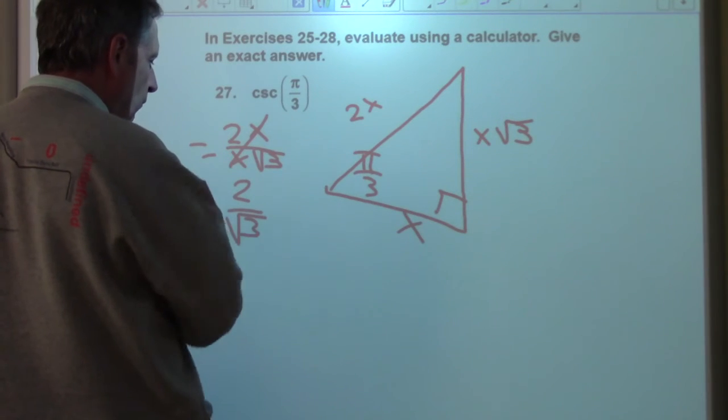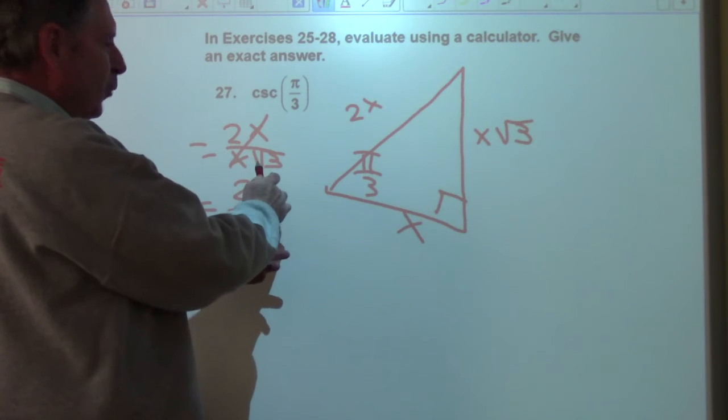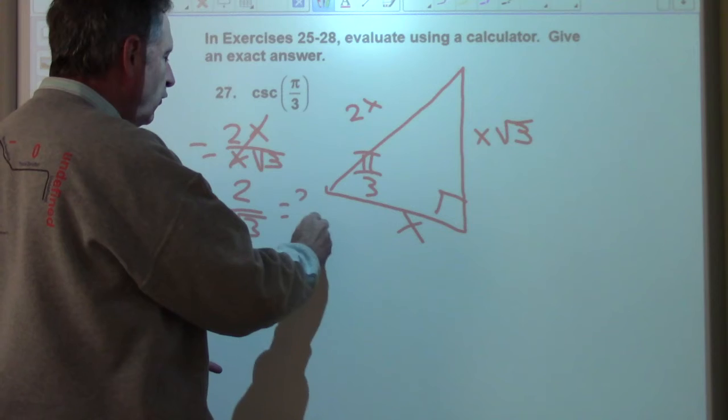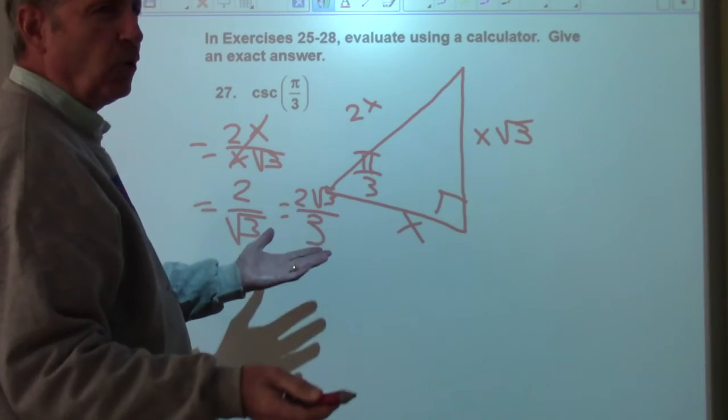Okay, to rationalize it, if you rationalize it, multiply by square root of 3 over square root of 3. We're going to get 2 square root of 3 over 3. Like sine of pi over 6, that's a rationalized version of 30 degrees.